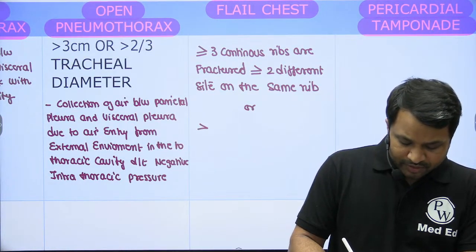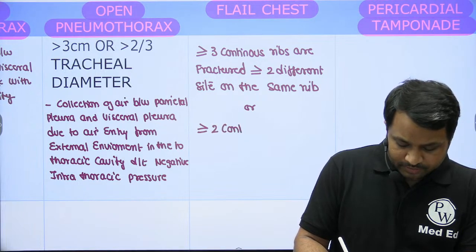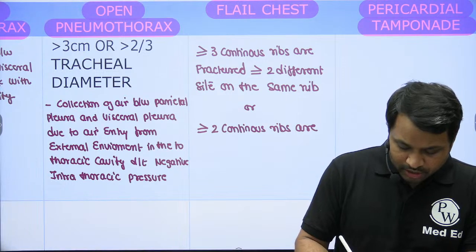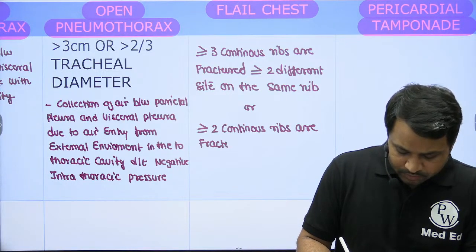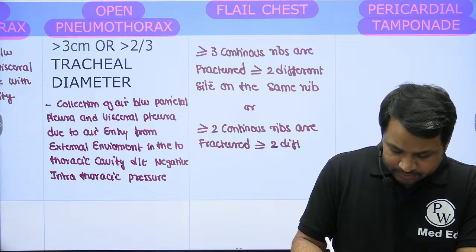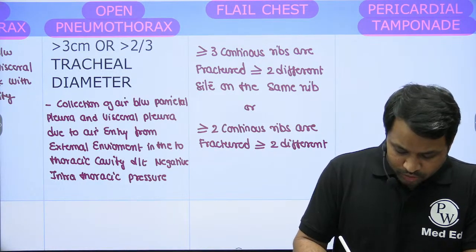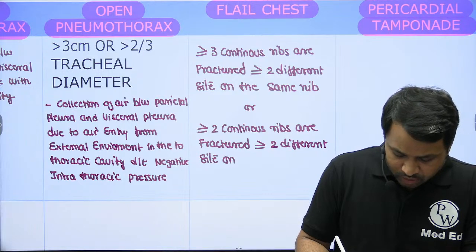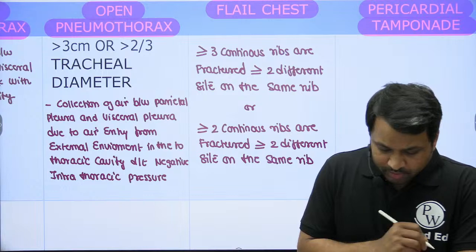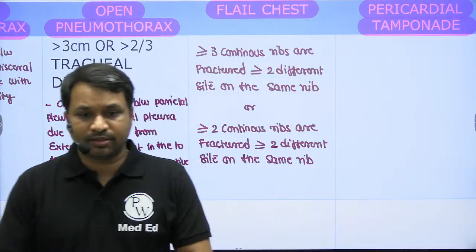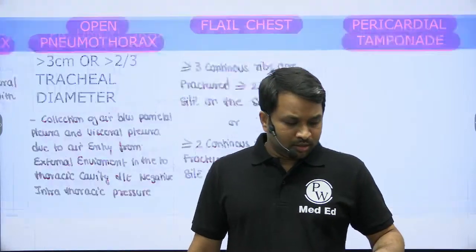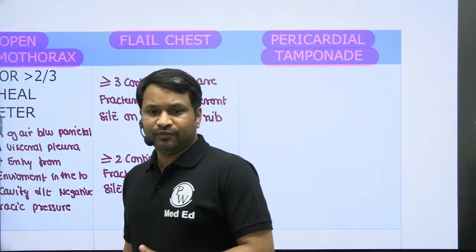Another definition is 2 or more continuous ribs fractured at 2 or more different sites on the same rib, and that is what we call flail chest. So this is the definition of the flail chest.